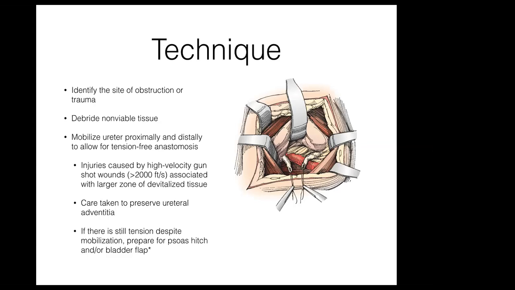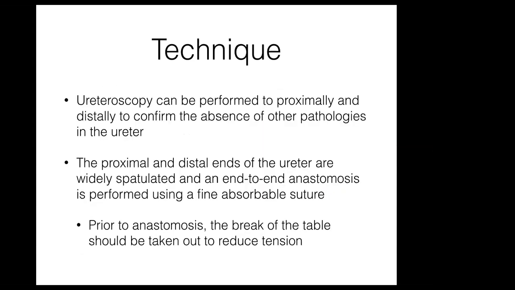And if there is still tension despite mobilization, best to prepare for another procedure such as the psoas hitch or a bladder flap. Once we have transected the injured part, we can perform ureteroscopy proximally and distally to confirm the absence of any other pathologies for the length of the ureter.